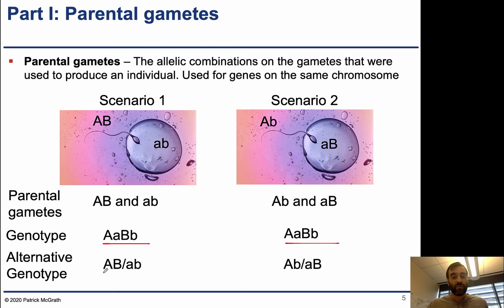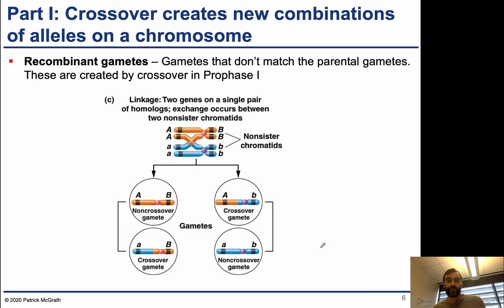This also motivates an alternative way to list a genotype. We use this designation whenever we are referring to genes on the same chromosome. If we know that two genes are actually linked on the same chromosome, then we can use this, and this just tells us what was the combination in the parental gamete. So now we know that the capital A, capital B was the parental gamete, little a, little b was the other parental gamete, and then the opposite situation for the second scenario.